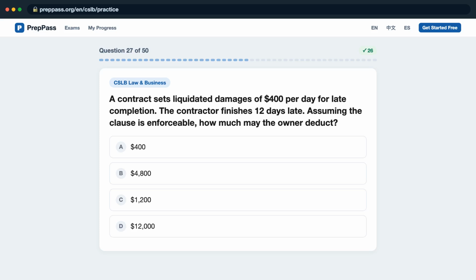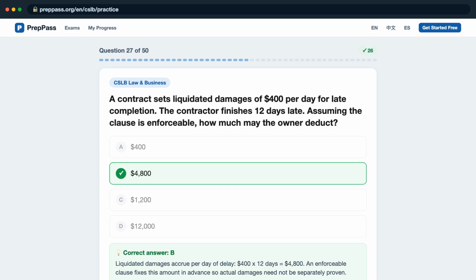Question 27. A contract sets liquidated damages of $400 per day for late completion. The contractor finishes 12 days late. Assuming the clause is enforceable, how much may the owner deduct? A. $400? B. $4,800? C. $1,200? D. $12,000? The correct answer is B. Liquidated damages accrue per day of delay. $400 x 12 days equals $4,800. An enforceable clause fixes this amount in advance, so actual damages need not be separately proven.